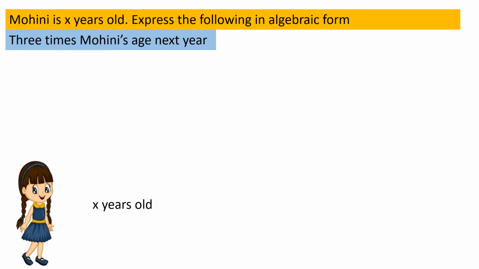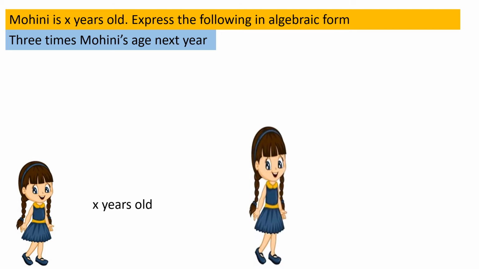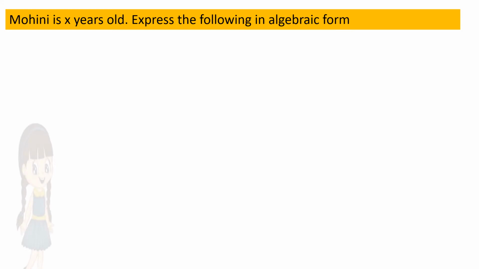Let us understand this phrase. 3 times Mohini's age next year. Present age of Mohini is x years. And what is the age of Mohini after 1 year? After 1 year, Mohini's age will be x plus 1 years. So 3 times Mohini's age next year means 3 multiply x plus 1. Right? Let us solve one more example.